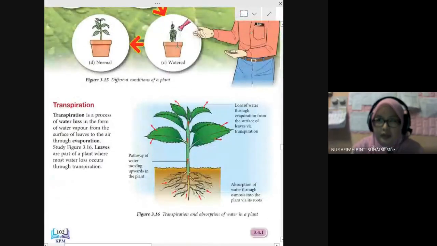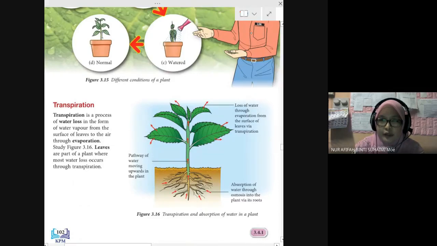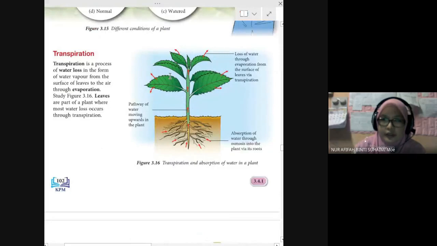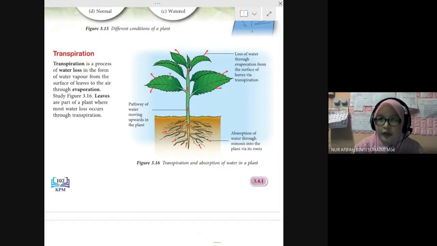So when it becomes normal, the plant is said to be turgid. Turgidity, turgid, stand straight upright.